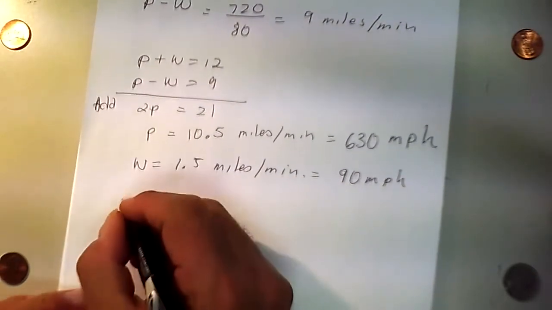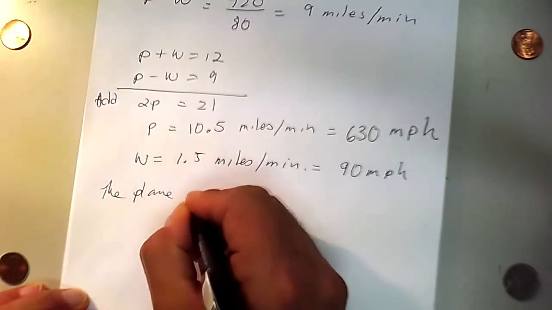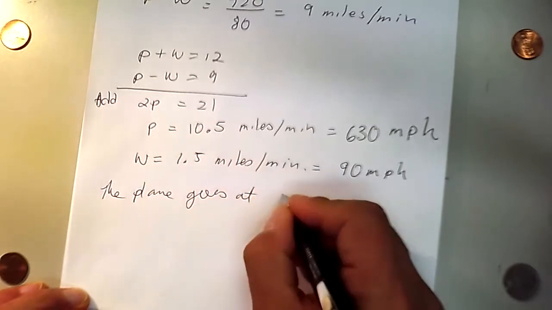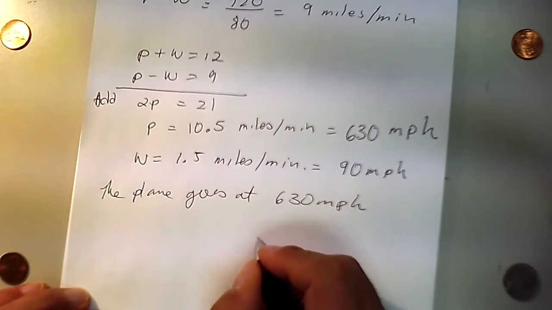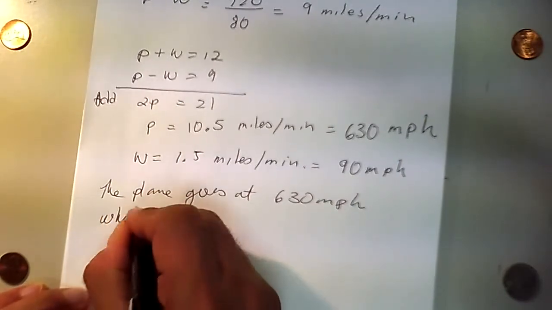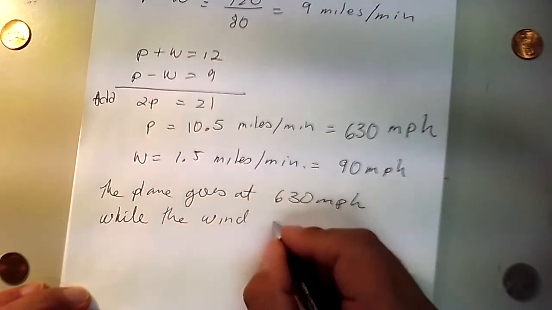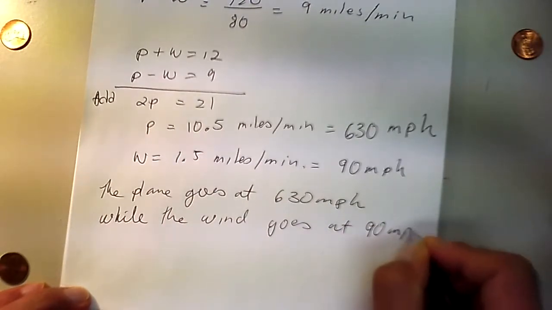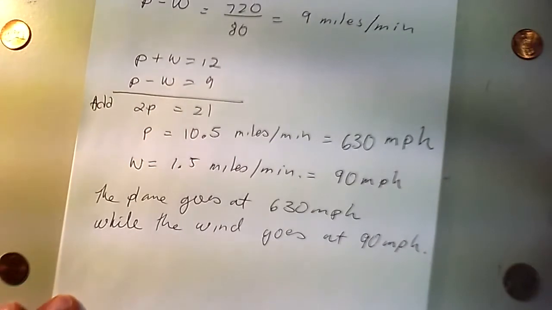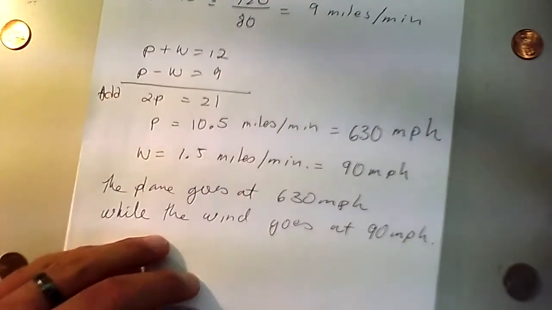But anyway, let's write down the answer. So the plane goes at 630 miles per hour, while the wind goes at 90 miles per hour. Yep. So those are two standard, typical problems of two equations and two unknowns.